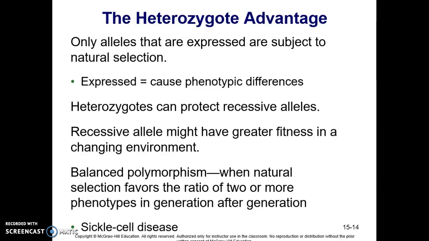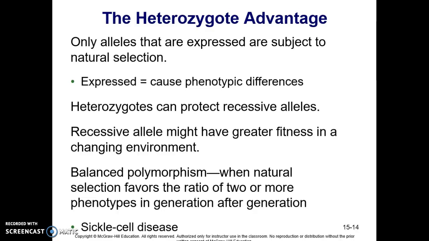Okay, so again, just kind of a reminder. Only expressed alleles are subject to natural selection, meaning when a gene is expressed, it makes a phenotypic difference. It makes a difference in the phenotype, and that phenotype is what is going to bring on the advantage or the disadvantage. Okay? But when you're heterozygous for a particular trait, you're actually a carrier of an unexpressed recessive allele. Does that make sense?